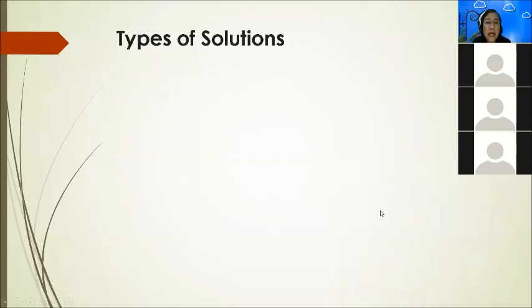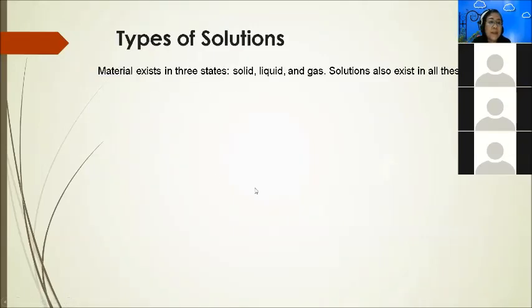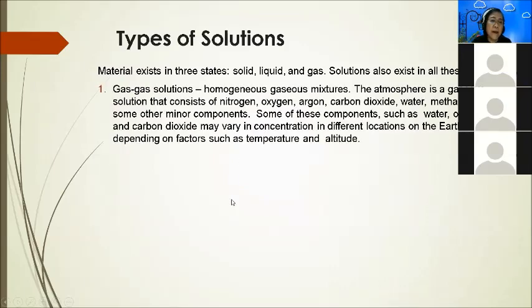So, there are types of solutions. We said earlier that matter exists in three states: solid, liquid, and gas. That means solutions also exist in all these three states. Let's take a look at them. Gas and gas solutions, which means you have a gas solvent and a gas solute.